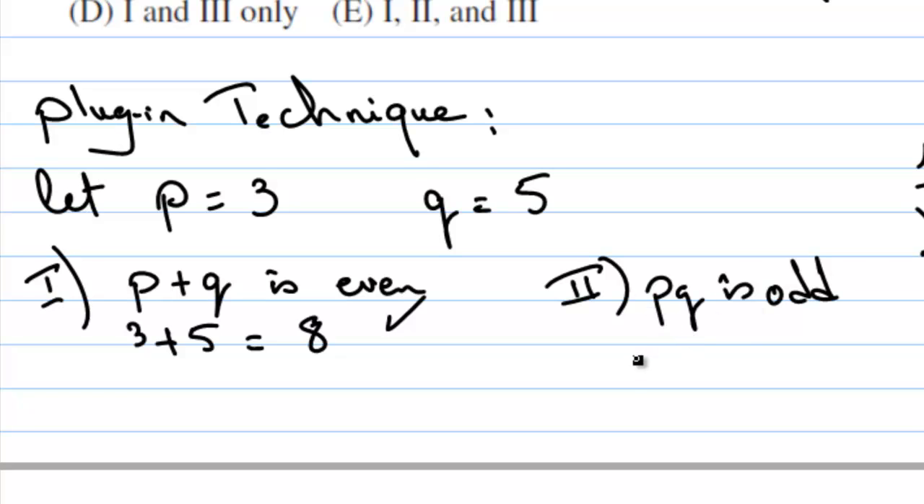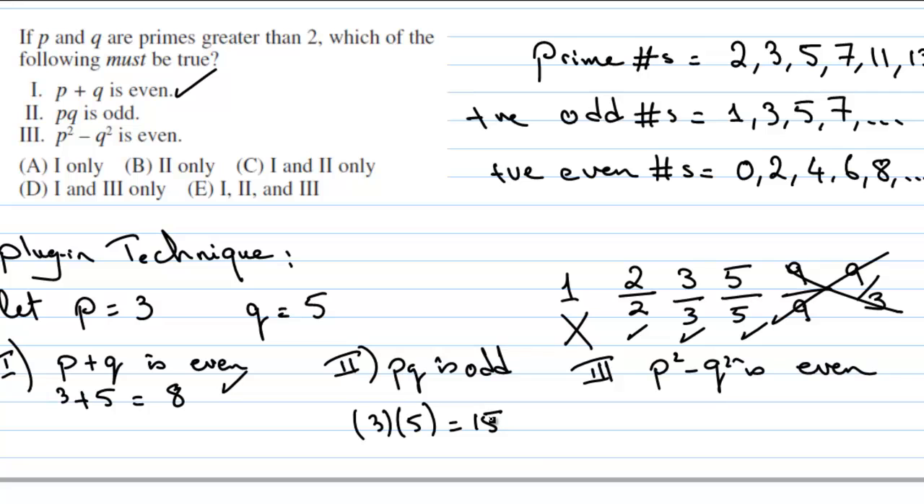Is PQ odd? P times Q, so we multiply. 3 times 5. What's 3 times 5? It's 15. Can 15 be divided by 2? No, definitely not. It's going to be 7.5. That's not an integer, so it can't. So this is odd. 15 belongs to which one of these, odd or even? Odd, of course. So the second one is true as well.